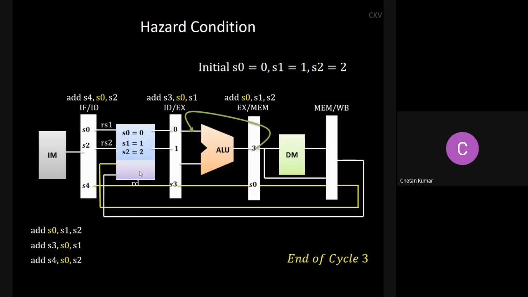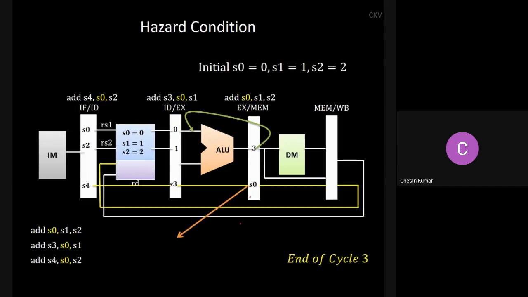And then you will be calculating the correct value for S3. So if you forward this way, 3 will be taken instead of 0. Instead of passing 0 to the ALU, 3 will be passed. Again, you need a multiplexer here, which will pass either 3 or 0, depending upon some conditions. We'll see what those conditions are a little later. For now, 3 will be passed to the input of the ALU.